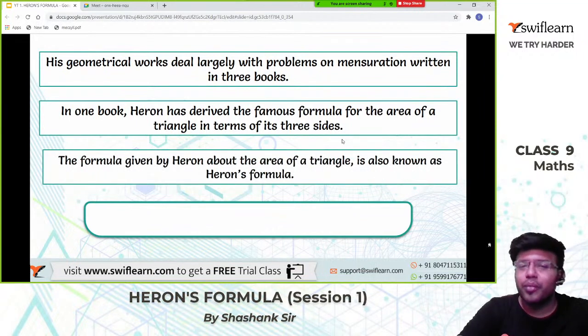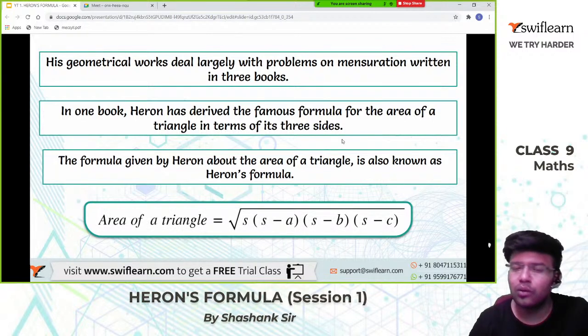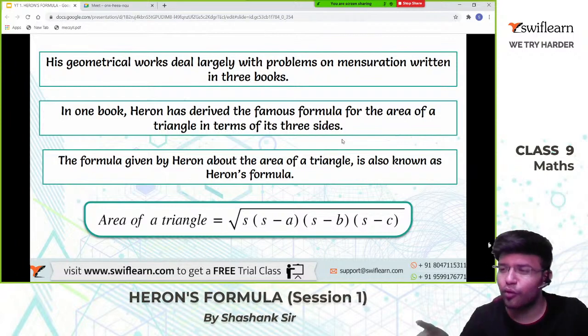Yes, the formula given by Heron for the area of a triangle is also known as Heron's formula. The area of a triangle is given by, write this formula down, the square root of s into s minus a into s minus b into s minus c.